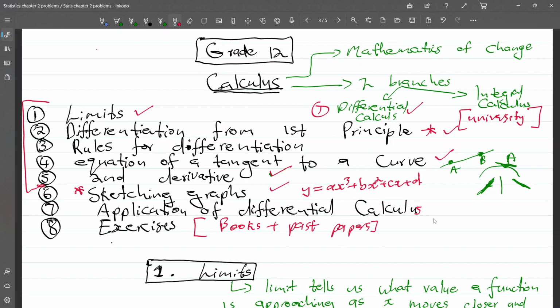This is where you will solve real problems, things like optimization, maximum profit, minimum cost, things like that. You will see when we do the problems. Then we have the most important thing, solving problems, which will be exercises from books and from past papers.